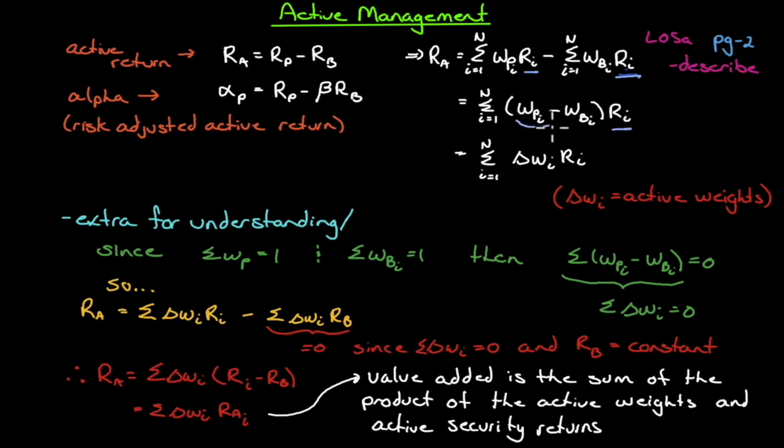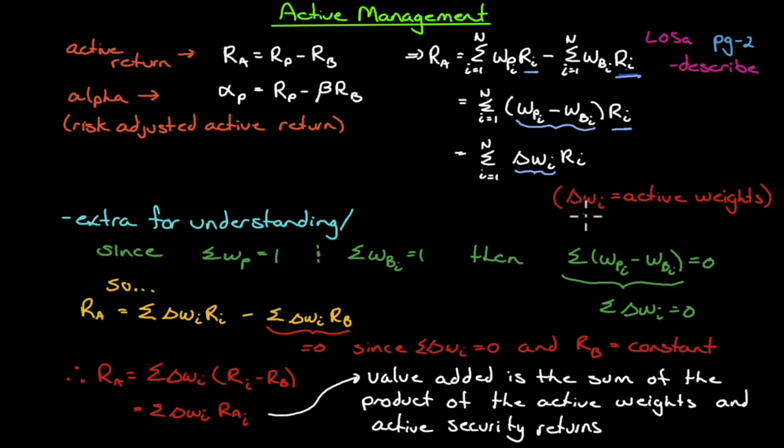Well, this over here, we're going to refer to by this term from now on, delta Wi. Now, the delta means active. These are active weightings. So the delta Wi are active weightings. So to determine the active return, we don't have to figure out the return on the portfolio and the return on the benchmark and subtract them. We could just look at the difference in the weightings on each security, and multiply that by the return of each security and get the same active return.